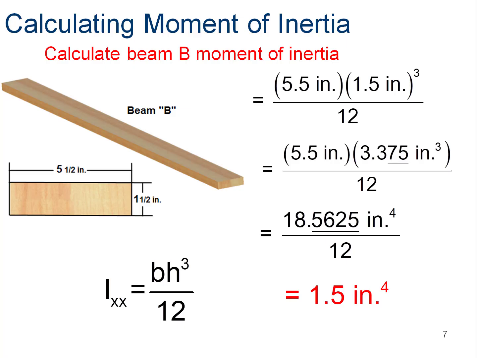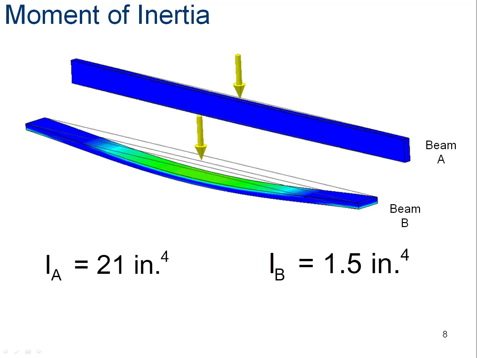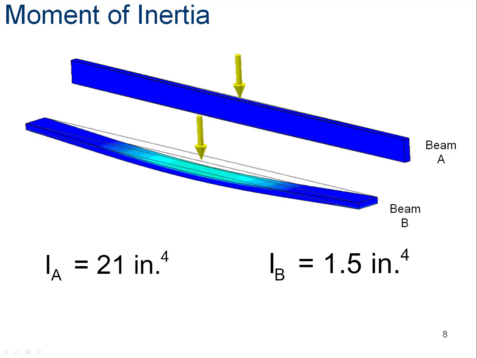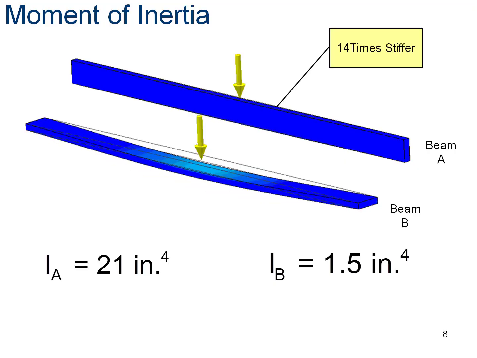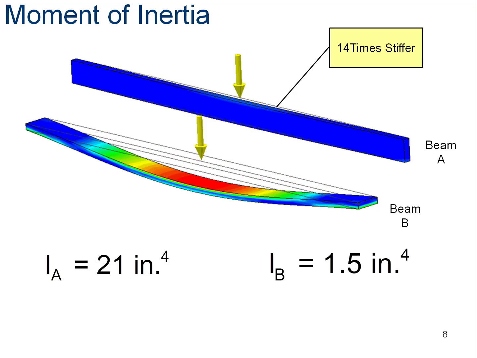Quite a dramatic difference. So remember, beam A had 21 inches to the fourth power. Beam B had 1.5 inches to the fourth power. This makes beam A and beam B different in their relative rigidities, or beam A is 14 times stiffer than beam B. That's just from orientation.